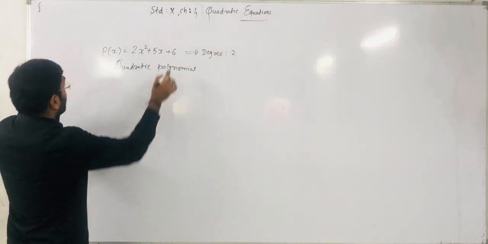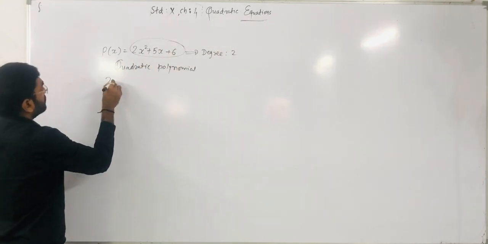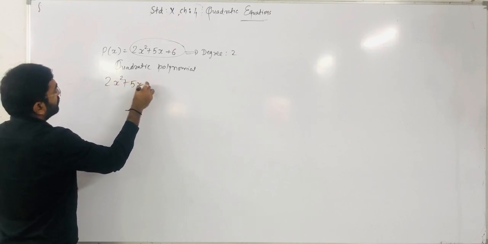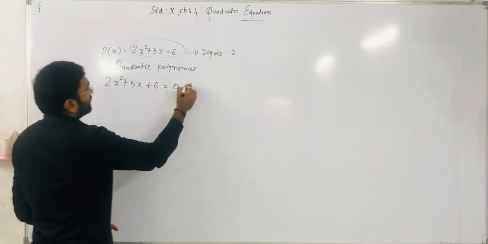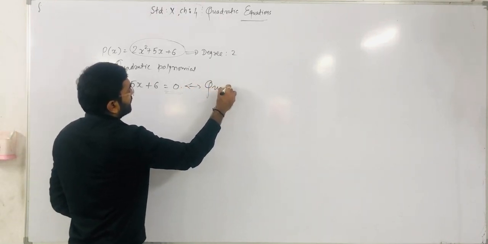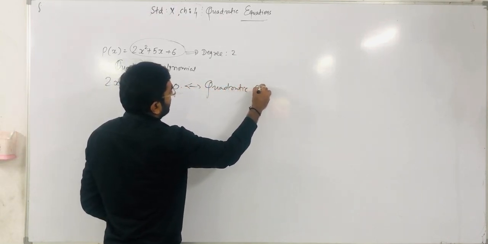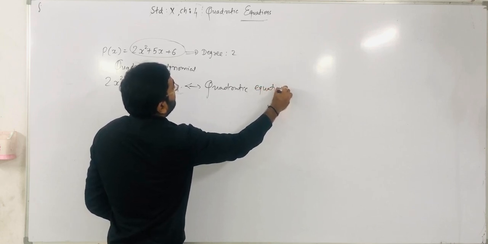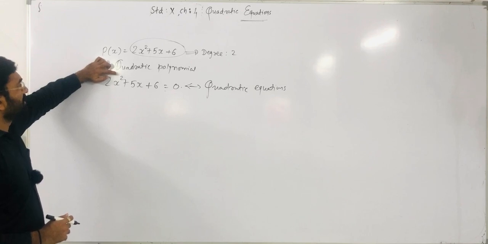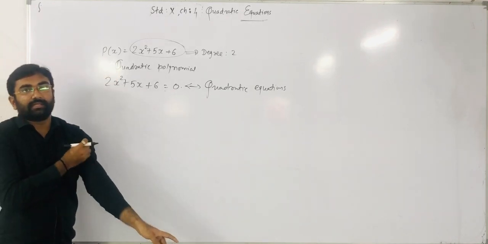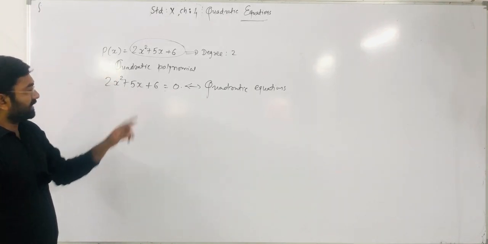It means that when the polynomial is set equal to 0, we represent it this way: x square plus 5x is equal to 0. So now it becomes a quadratic equation. Right? This is a quadratic equation because the equation's degree is 2. So we can say it is a quadratic equation in one variable.